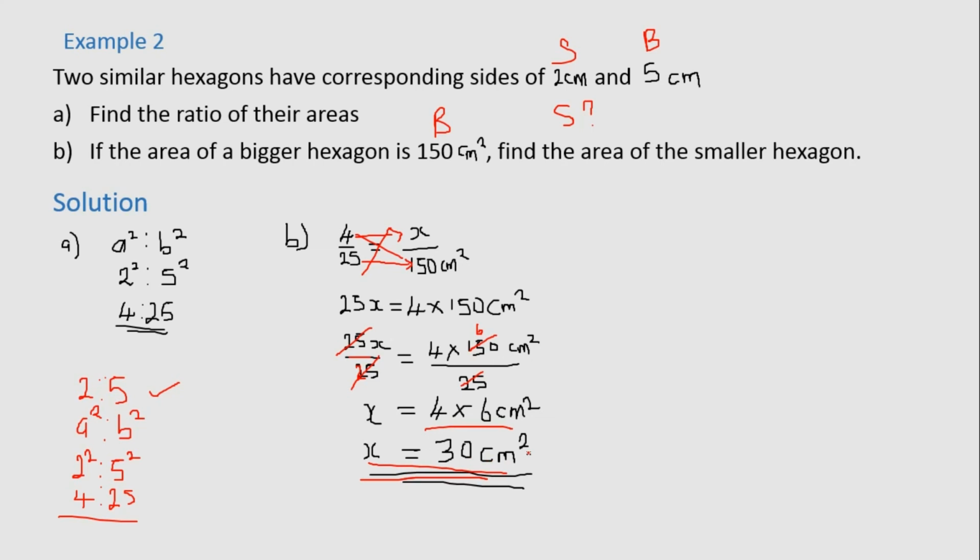So this is how you find it whenever you've been asked. Just make sure you find the ratio of their areas, then you find the proportions. So we are saying the one for the smaller one, which is 4, to what we are finding that we don't know for the smaller one, but then for the bigger one, which is 25, is going to be 150 for the bigger one.